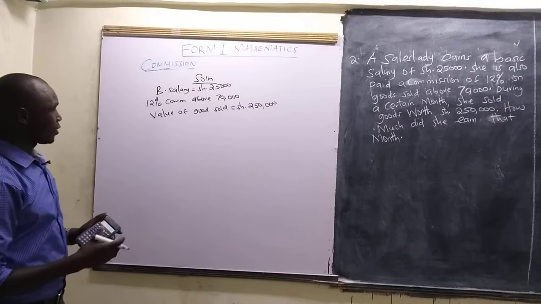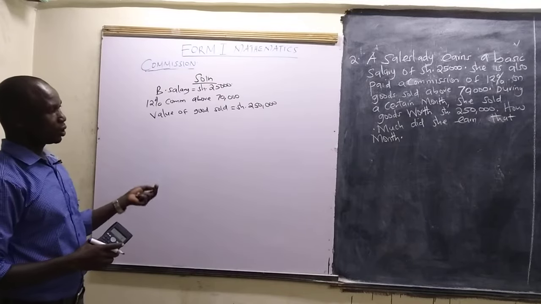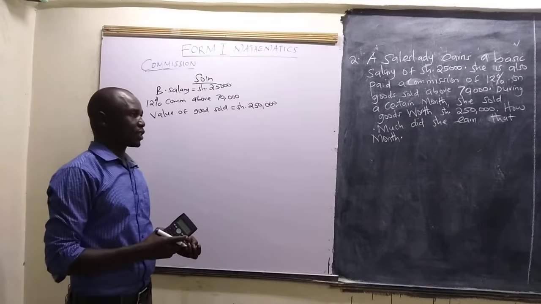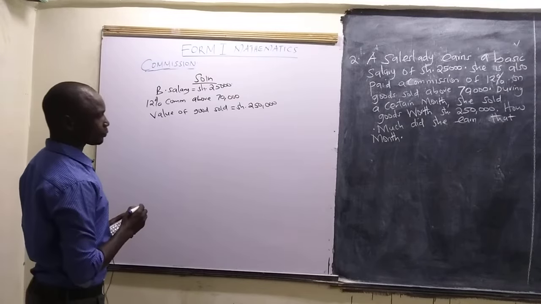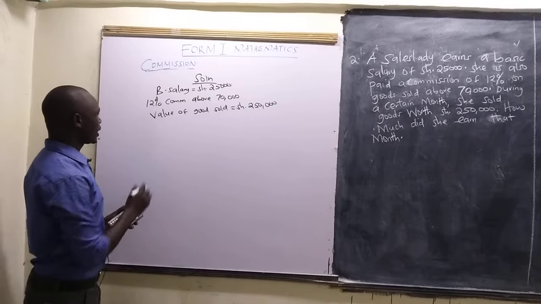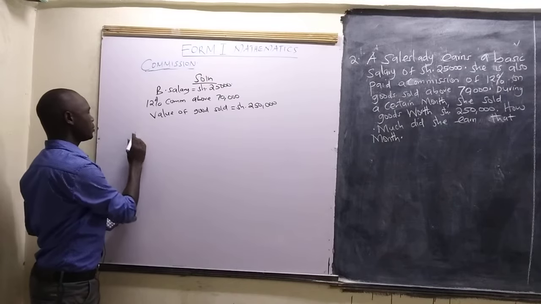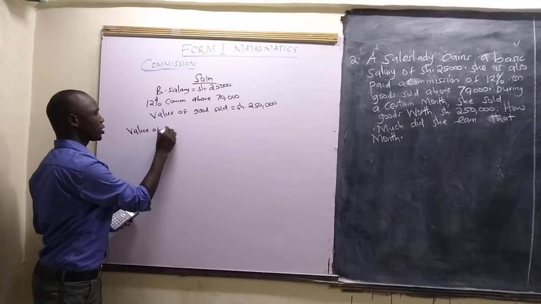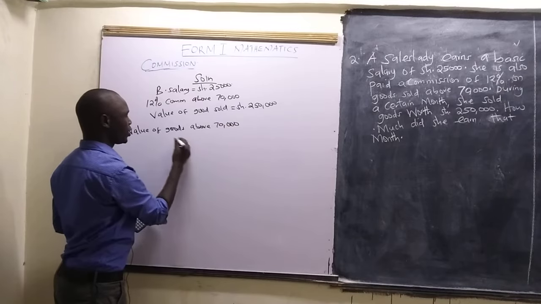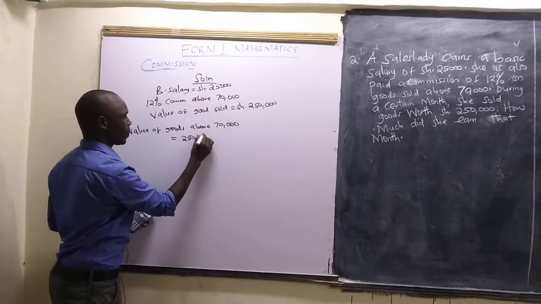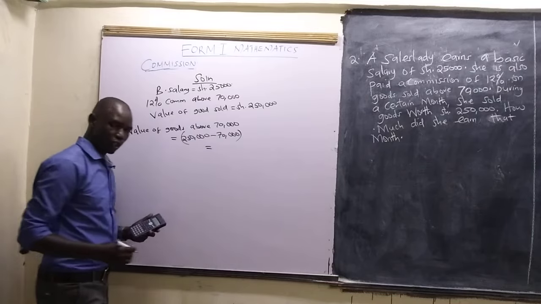This question is very simple because we already have the basic salary, we have the commission, and the commission is going to be calculated on anything above 70,000. Now, what we are going to begin with, let us calculate the goods above 70,000. Value of goods above 70,000 will be equal to 250,000 minus 70,000, so that we get the goods which we are going to use to calculate commission.